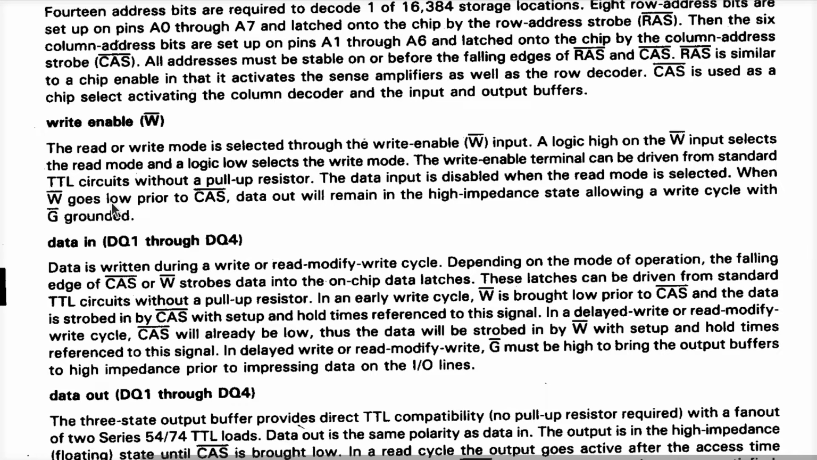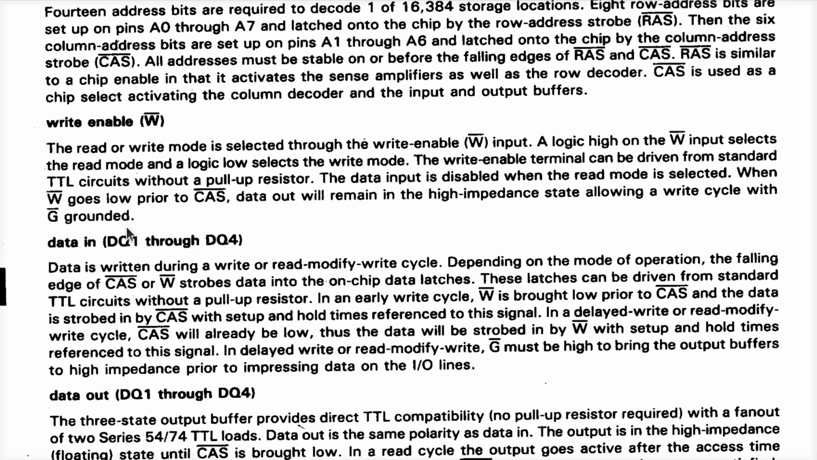When W goes low, prior to CAS, which has to do with how the address data gets sent into the chip, and the video chip, the VDP, generates the CAS and all that stuff in the right way, okay? It says data out will remain in the high impedance state. In other words, it's off, which will allow a write cycle to take place even though G is grounded.